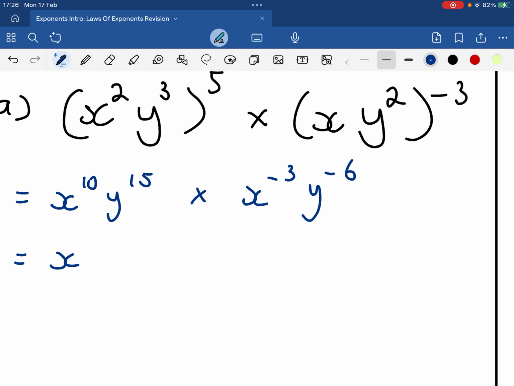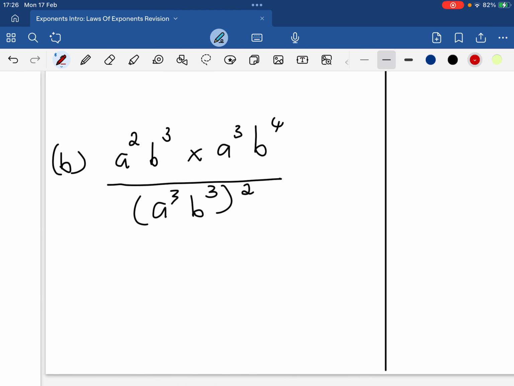So now, this is 10 plus negative 3, because we have the same base multiplying one another. And that's just 10 minus 3, which is 7. Now this is y to the power of 15 plus negative 6, which is y to the power of 15 minus 6. So y to the power of 9. This would be the final answer.